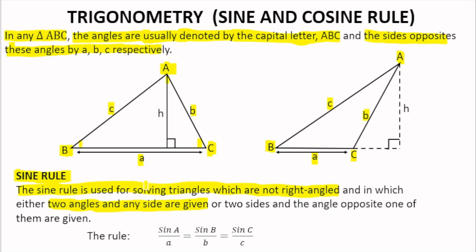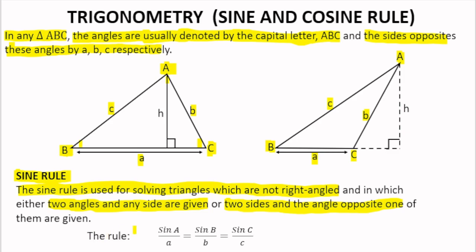So for us to use the sine rule, two things are involved. Either two angles are given or two sides and the angle opposite one of them are given. Two sides could be small letter c and small letter b, and then the angle opposite one of them. Small letter c, the angle opposite it is capital letter C, and small letter b, the angle opposite it is capital letter B. So either capital letter B or capital letter C is given. That is when we use the sine rule.